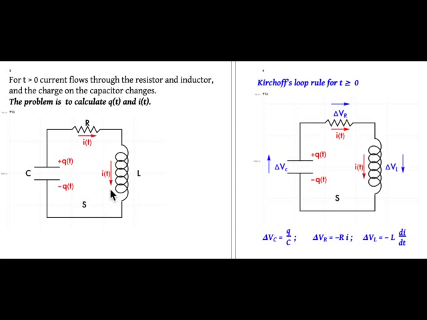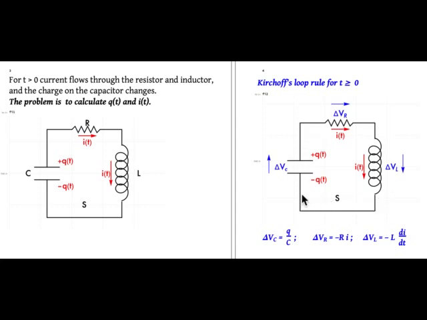Well, the first step is to write down Kirchhoff's loop rule. So for t greater than or equal to 0, we have a continuous loop, and we can write down Kirchhoff's loop rule. The change in potential around the loop must be 0. So there are 3 places where the potential changes: across the capacitor, resistor and inductor. Let's calculate the change in potential going around the loop in the clockwise direction.